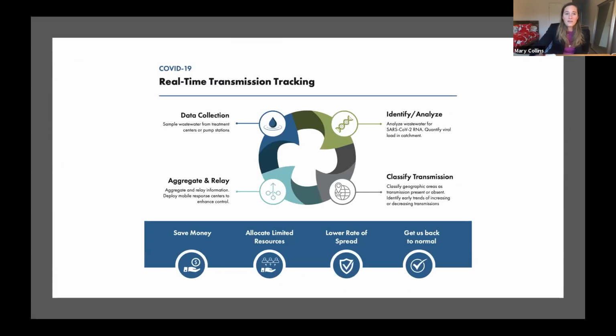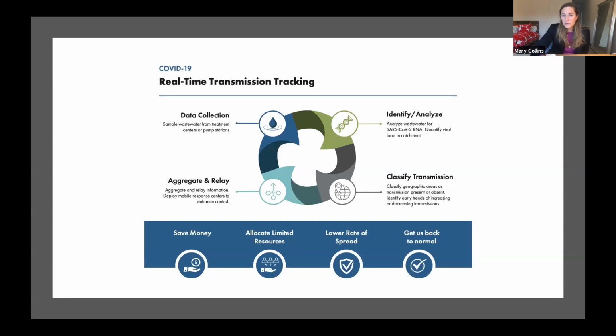So we have data collection from a bunch of counties that have participated in the project so far across New York State. We do wastewater sampling at wastewater treatment facilities, as well as some upstream pump stations within some counties. From there, we analyze the wastewater sample for SARS-2 RNA, and we quantify the viral load in the catchment.